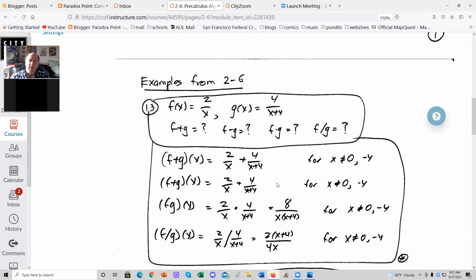So, for example, 2 over x for f, and 4 over x plus 4 for g. What's their sum? What's their difference? What's their product? What's their quotient? Okay. Their sum, 2 over x plus 4 over x plus 4. This is defined where both of these are defined, namely x not 0 or negative 4.